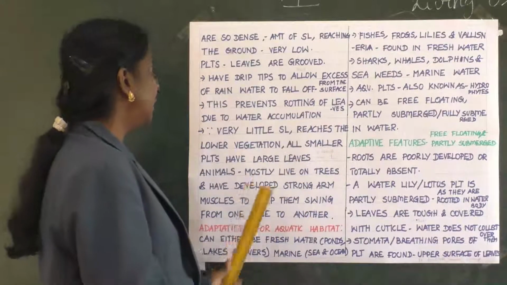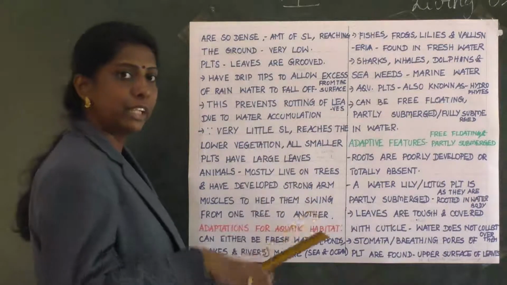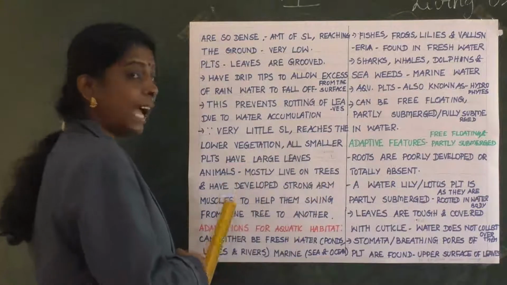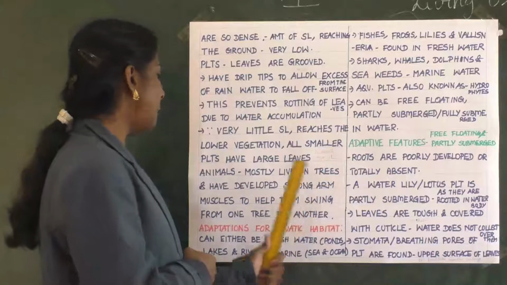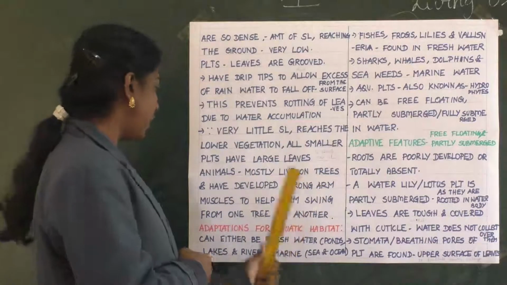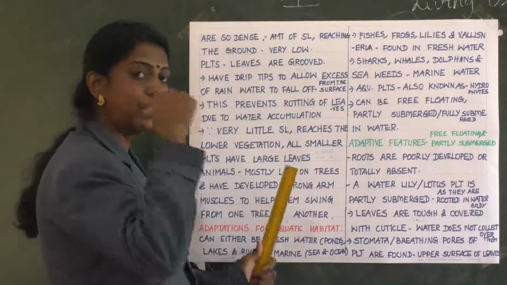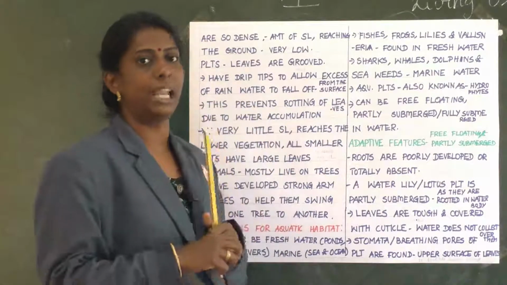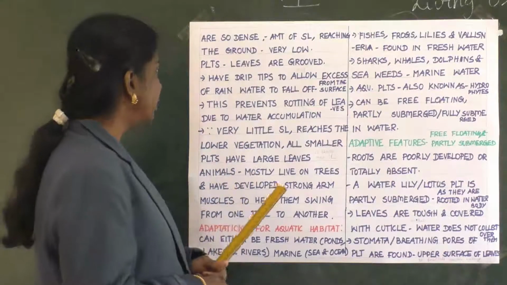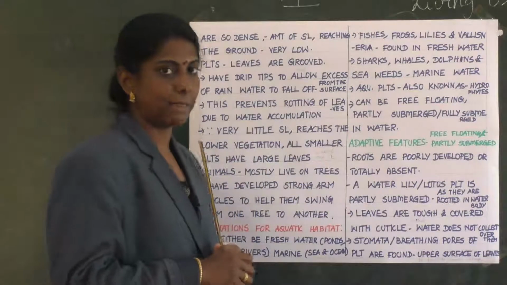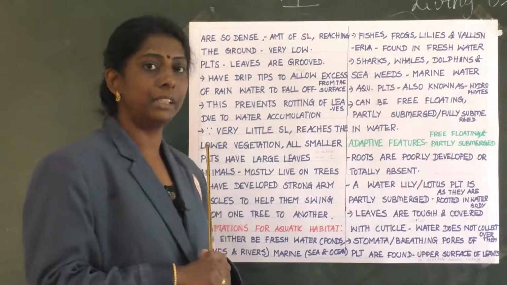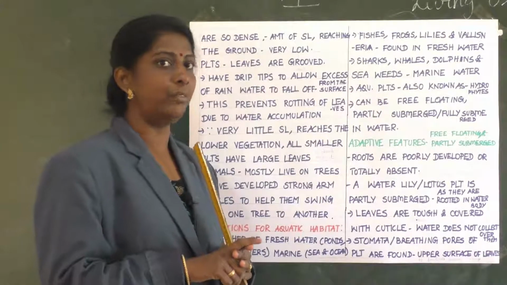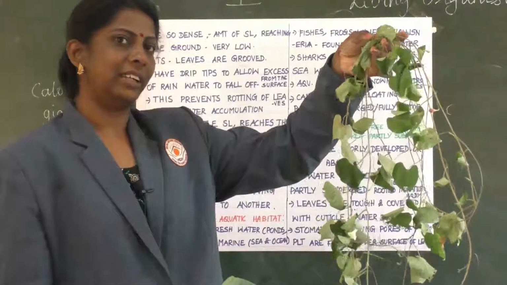Clear? Yes. Then about animals. Animals in the tropical habitat mostly live on trees and have developed strong arm muscles to help them swing from one tree to another. Clear, children? Yes. So this is what we learned about the tropical habitat. As of now, we have learned desert, polar, grassland and tropical rainforest. Is it not? Yes, children.